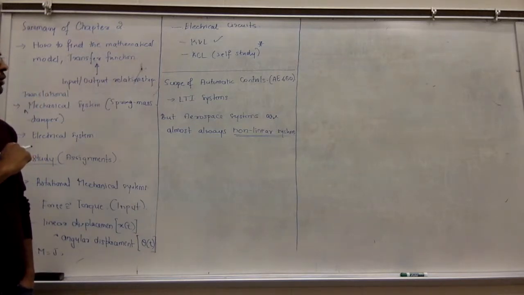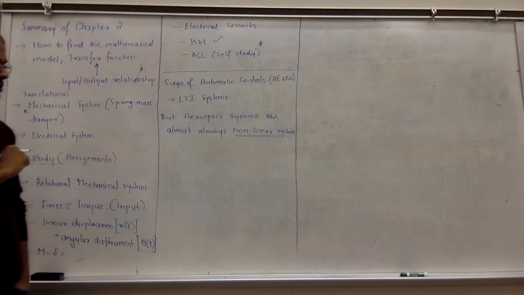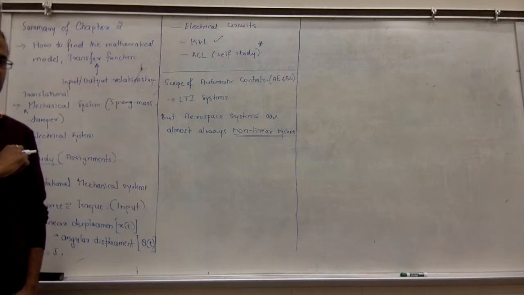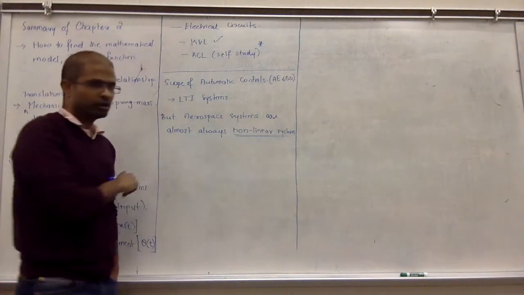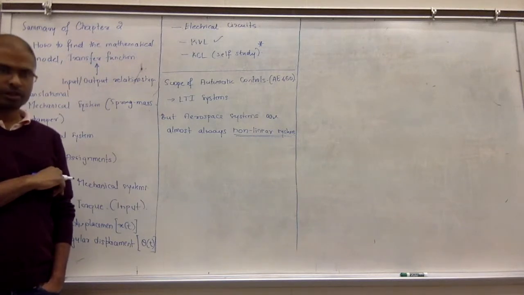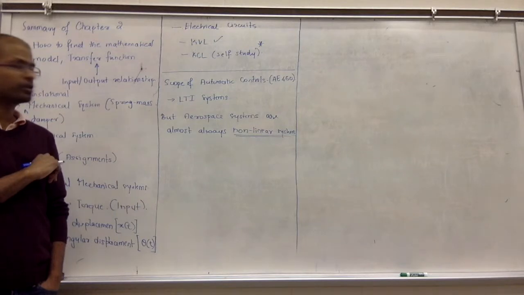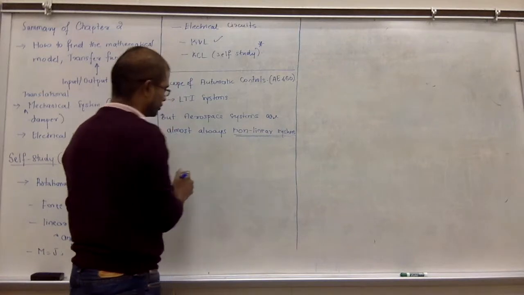In fact, if you think about any physical system, ideally speaking, there are no linear systems. All systems are non-linear. But the models developed for aerospace systems are particularly non-linear models. So what does non-linear system mean? How do you define a non-linear system or a linear system?